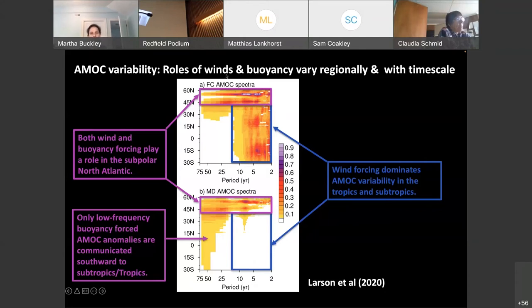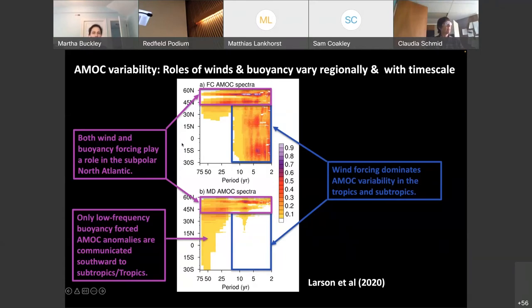In the subpolar gyre, you can see that there's high variance of the AMOC on a wide range of timescales in both the fully coupled model and the mechanically decoupled model. So that means both wind and buoyancy forcing play a role in the subpolar North Atlantic. The reason why wind forcing also plays a role is because you can see that the fully coupled model has somewhat higher amplitude of AMOC variance in the subpolar gyre, especially on the higher frequencies.